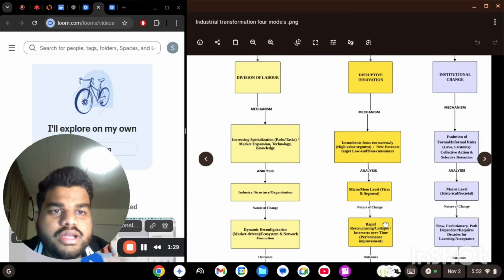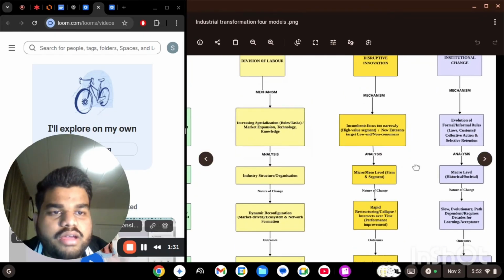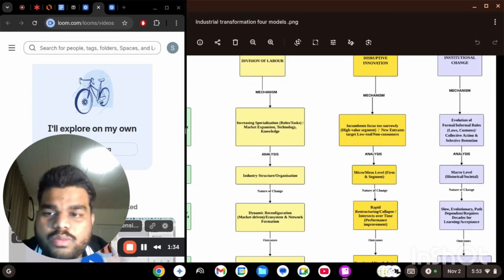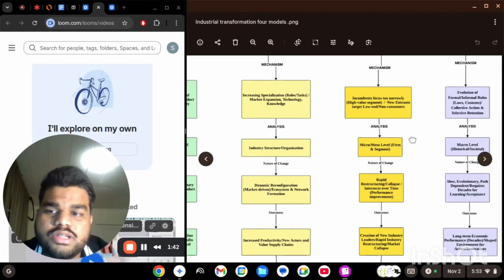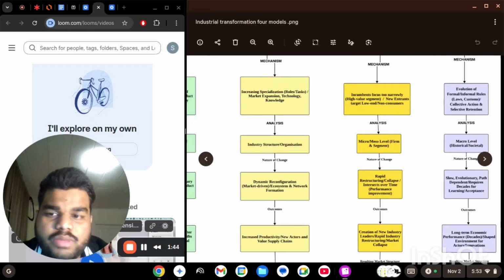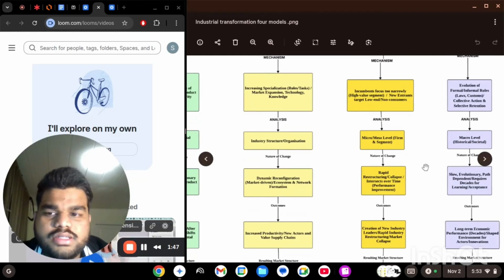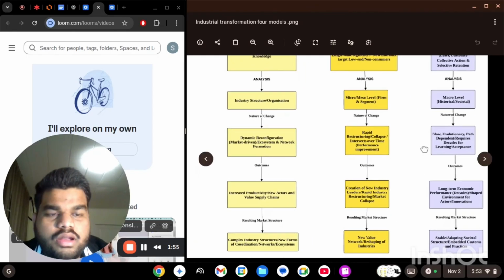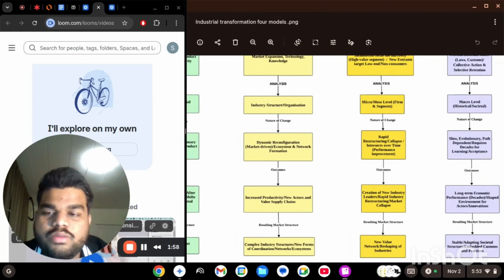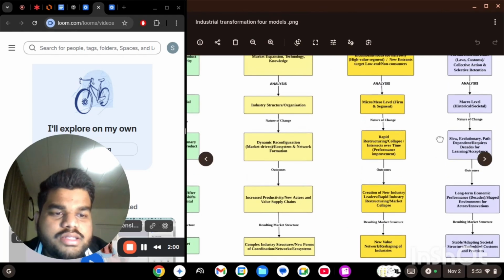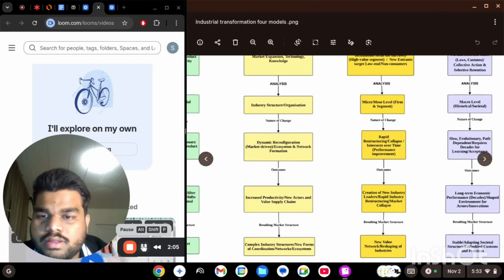And the fourth one is institutional change. The main mechanism is the evolution of formal and informal roles, laws and customs, and policies of society. The main analysis is macro analysis. It depends hugely on history and societal data from the past decades. The nature of change is a slow evolutionary path, and dependence requires decades of learning and acceptance. The main outcomes are long-term economic performance shaped and embedded by actors. This results in a stable, adapting societal structure with embedded customs and practices.